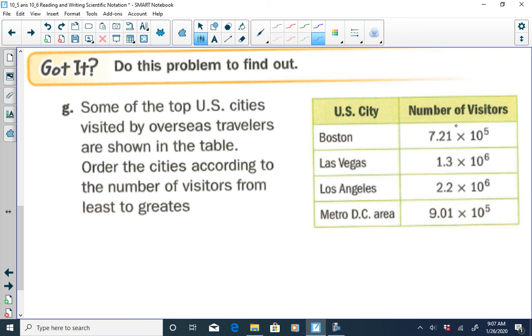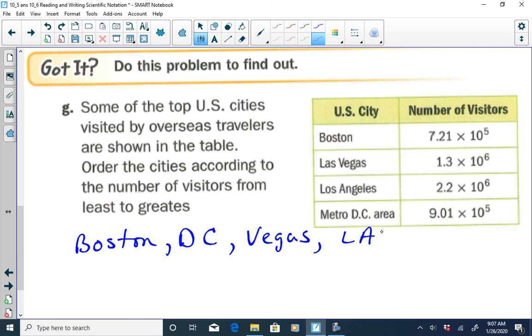So 7.21 Boston is going to be less, because 10 to the 5th power is smaller. And then we'd have Metro DC. And then we'd look at the 10 to the 6th power numbers, which are going to be larger than 10 to the 5th. We'd look at their other factors. 1.3 is less than 2.2, so Vegas would be next. And then LA would be the greatest. But the other thing to do is just to write everything in standard form and compare the numbers.